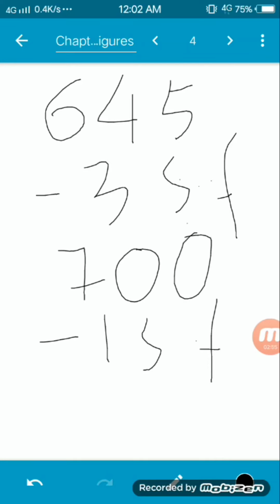Kenapa ini disebut satu scientific figures? Because semua digit yang bukan sifar ialah angka berarti. Ini bermaksud yang angka berarti sebab ia bukannya sifar.